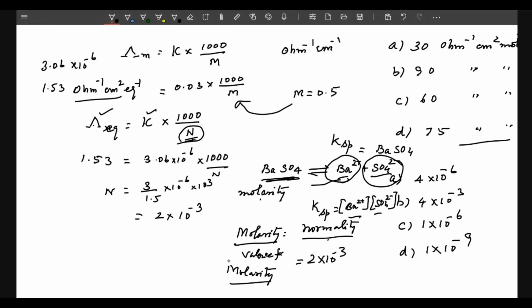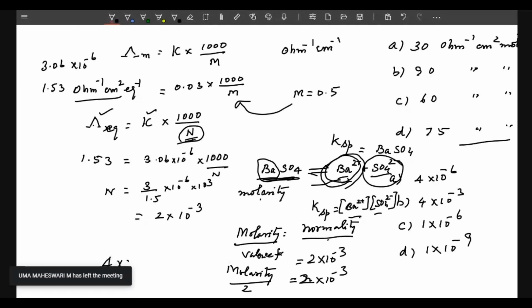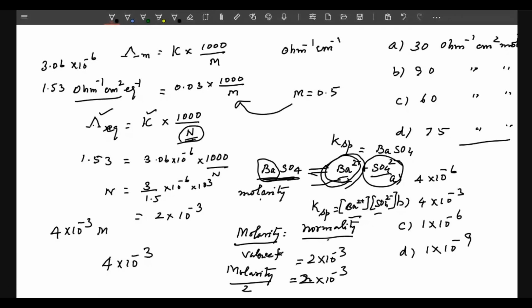Valence factor is 2. How is the valence factor calculated? Take any one of the ions. How many ions are present in the given formula into its valency, equal to molarity by 2 is the normality. That is equal to 2 into 10 power minus 3. Therefore, now molarity would be equal to 4 into 10 power minus 3. The answer I had given was a wrong calculation. Therefore, 4 into 10 power minus 3 is the molarity of the solution.